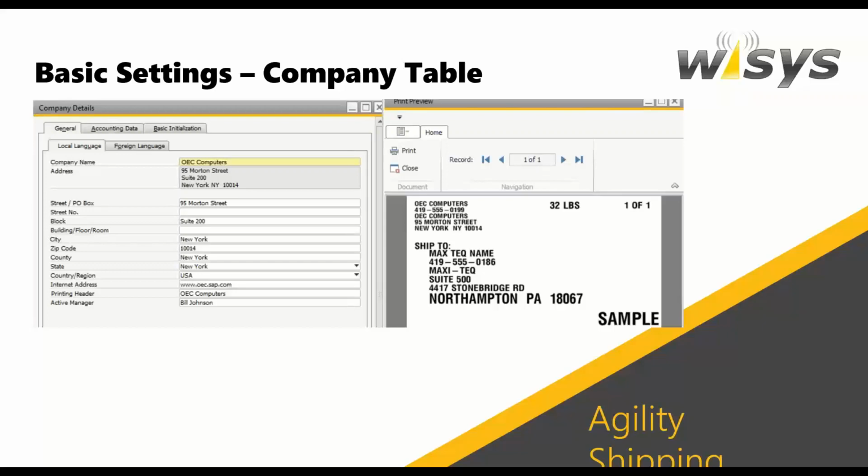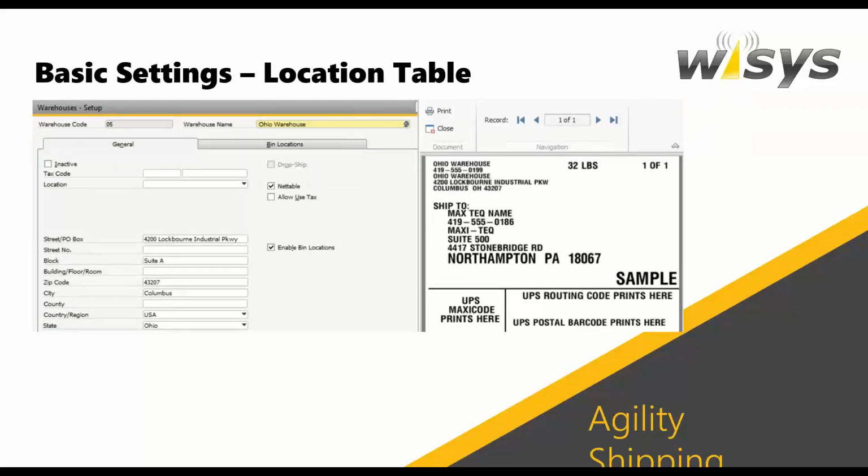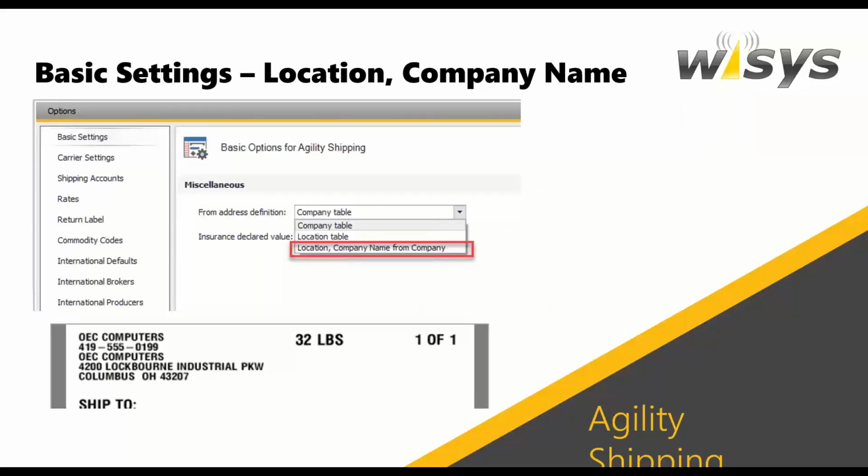The next one would be location based. If you wanted to have the from address on your shipping labels be based on the warehouse it was shipping from, then you would choose the location table as your from address definition. The final one would be a combination of the two, and that is the location / company name. So the company name is coming from the company table, but the address is coming from the location.